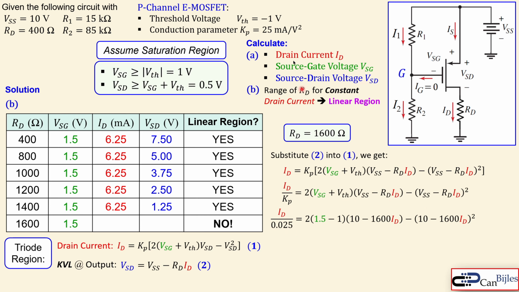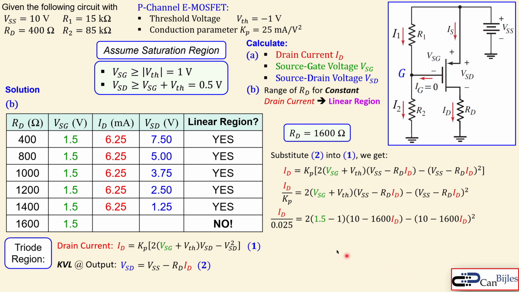We know the Kp because this is 0.025. We know the VSG, that's always 1.5 volts by the way, because it doesn't change. And it is a threshold voltage, we know also the VSS, DC voltage source. We know the resistor value for the drain, which is 1.6 kilo ohms. And the rest is also the same here as in this bracket, just squared.